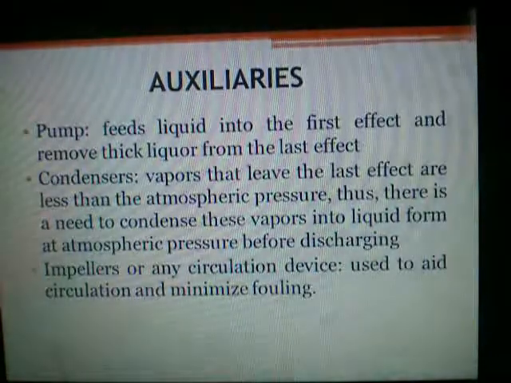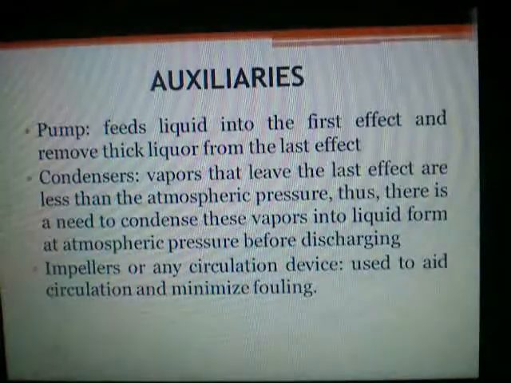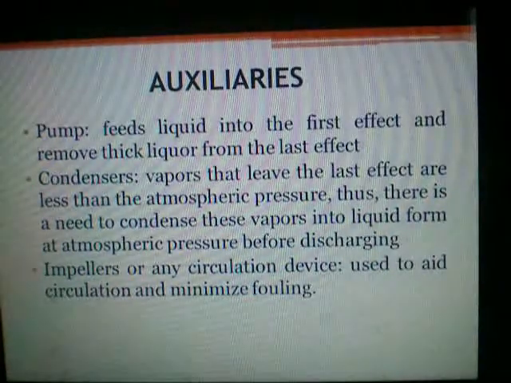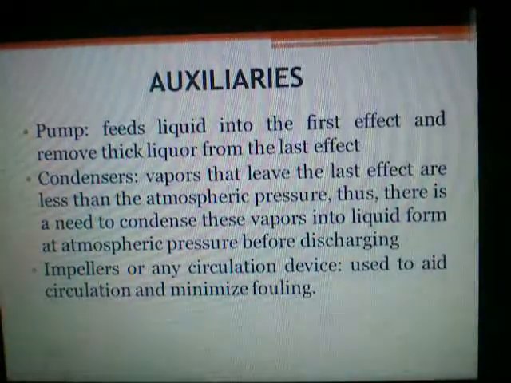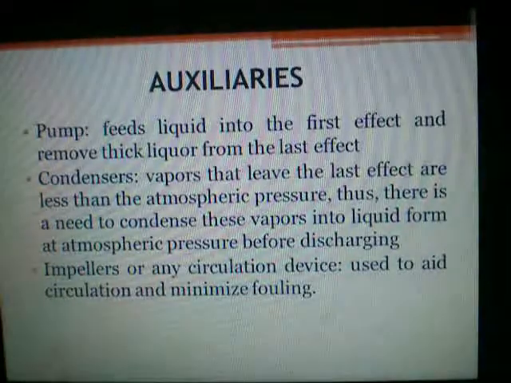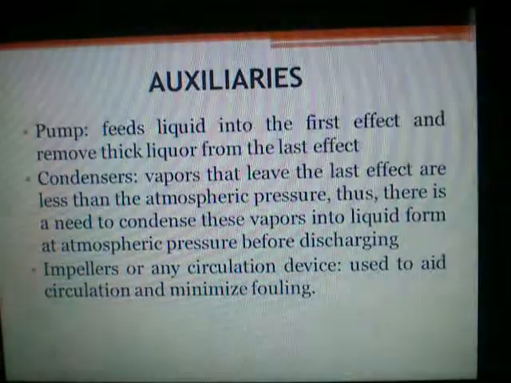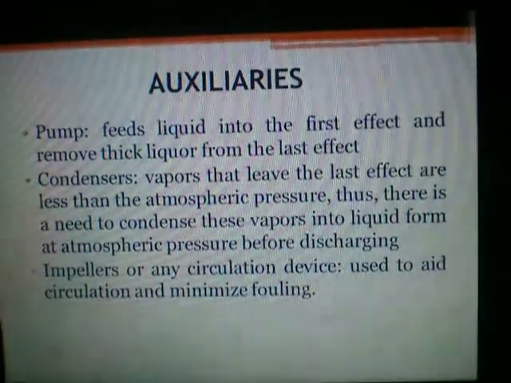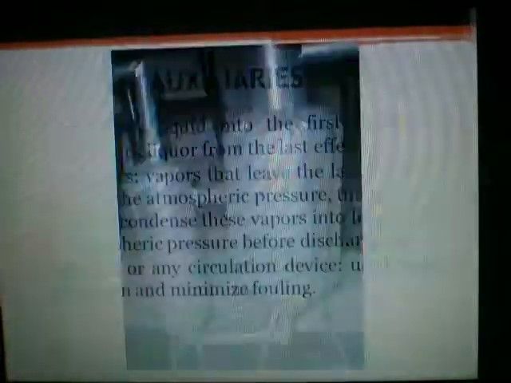Auxiliaries: pumps, condensers, and impellers. Pumps feed the liquid into the effects. Condensers condense the vapors from the last effect, while impellers are used to aid circulation to minimize fouling.